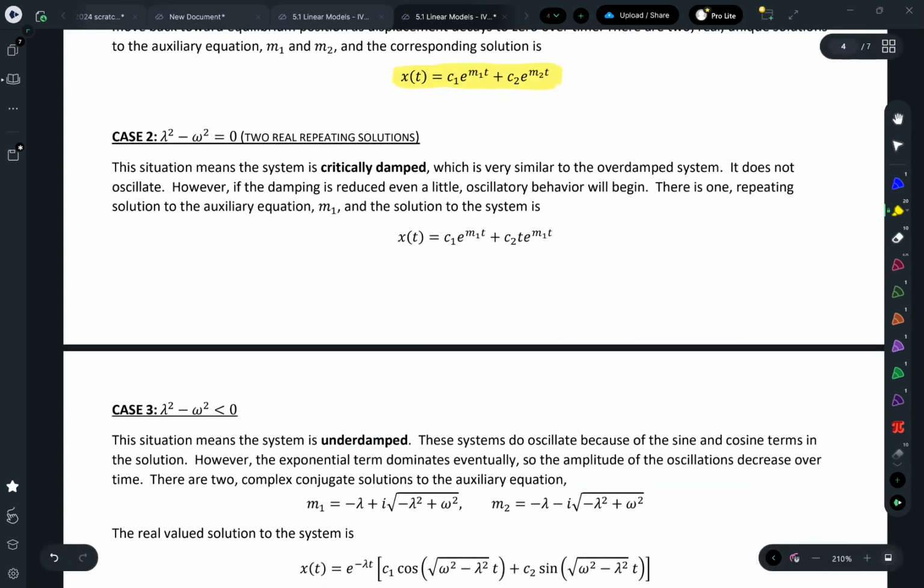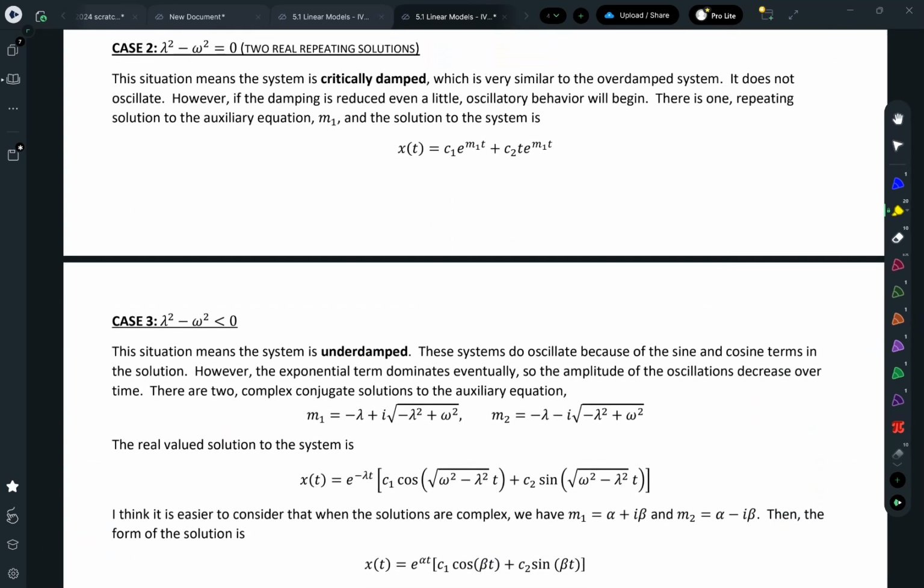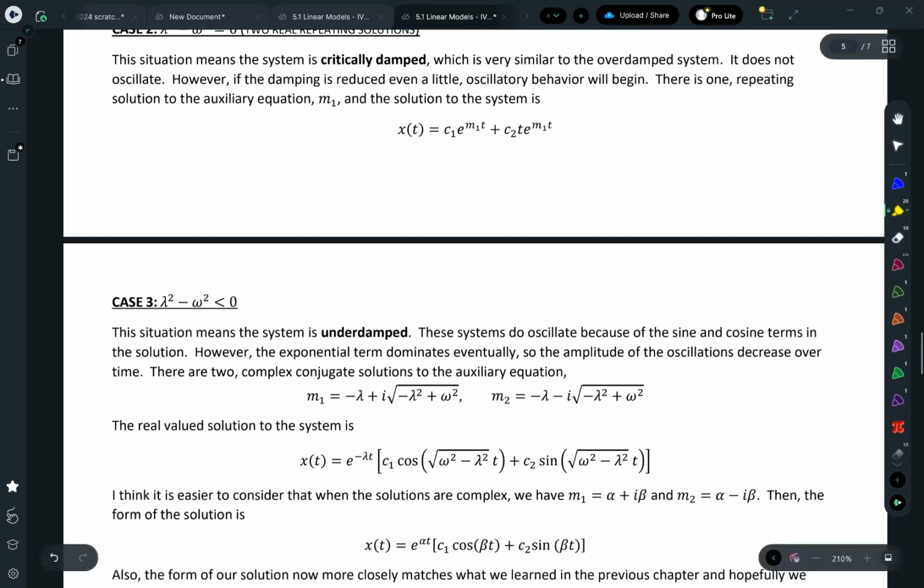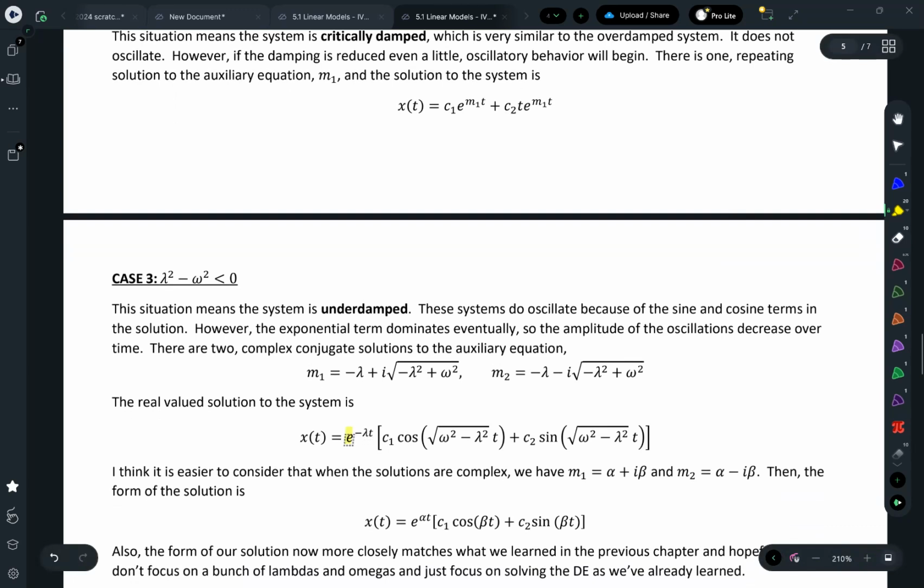Last case 3, is where we have complex solutions, and that means that the system is underdamped. Not enough damping is going on. These systems do oscillate, and we'll see in the solution form we've got sines and cosines, and so those cause oscillatory motion. However, the exponential term that is in front of the solution form is going to dominate eventually. Notice it's e to the minus lambda t, where lambda is positive, so that minus sign says that's a decaying exponential function. And so it's going to go to 0.